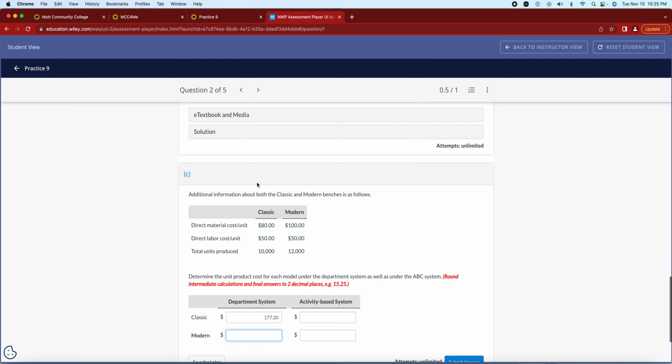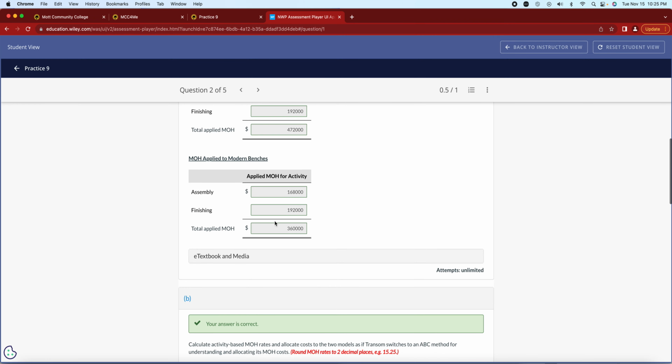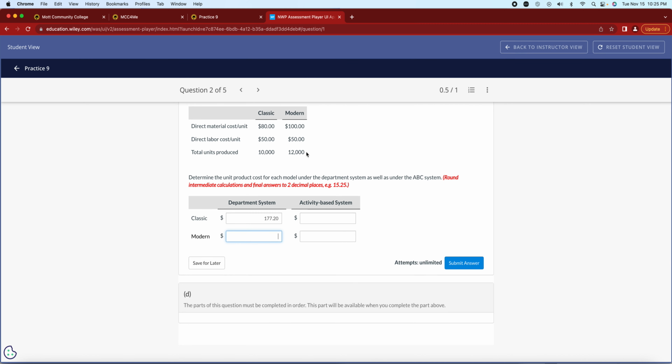Under the departmental method again, we are looking at a total of $360,000 that was applied to the modern benches. Divide that by 12,000. We have $30 being added to the 100 plus the 50, so 180. And these are the total product cost for each one of those bench types using the departmental system.